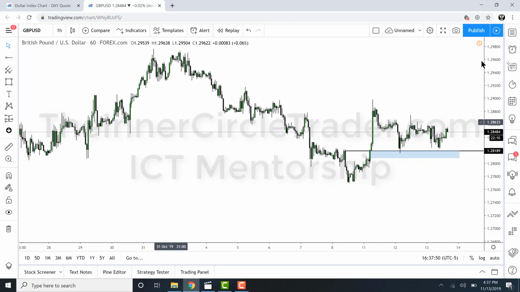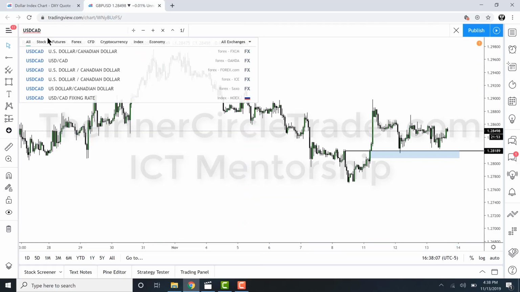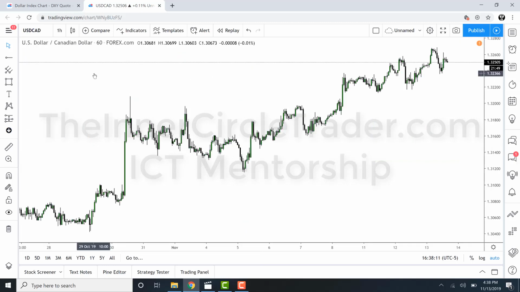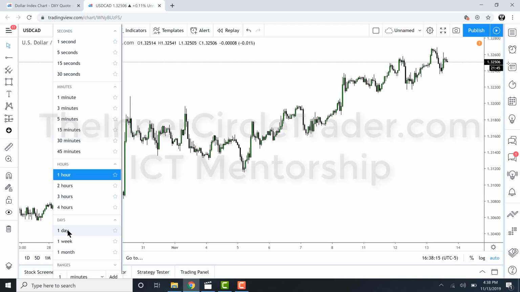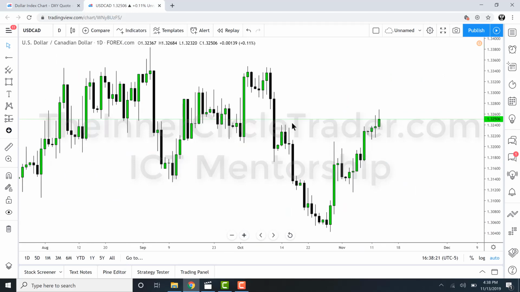If we are to look at Canadian dollar, dollar CAD, forex.com is the server we want to be pulling data from. And let's go back out to a daily, and zoom in a little bit. All right, so we finally came up in here, filled in this SIBI, sell side imbalance, buy side inefficiency, fair value gap, went right in here, filled that completely.